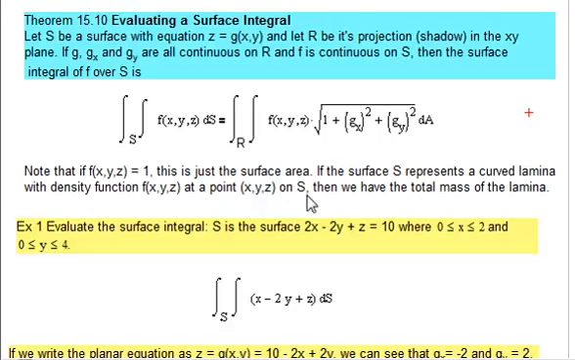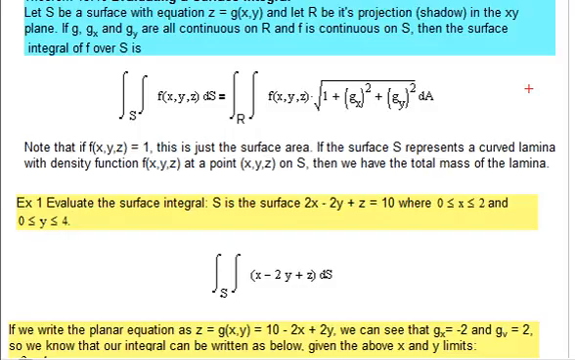But what we would do, we've got a problem with z, is there's going to be a way that we can replace z with some function of x and y. So here's an example, one that's pretty easy.